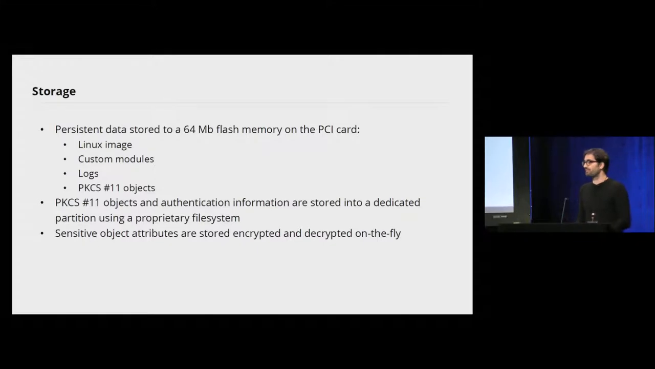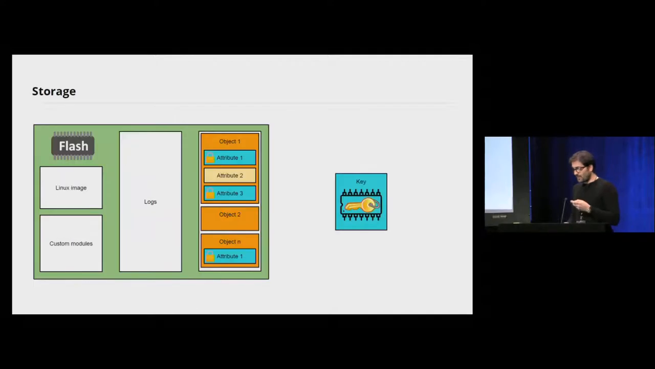All the persistent data is stored in a flash memory on the PCI card. What interests us is the PKCS 11 objects. They are stored in a single dedicated partition that uses a proprietary file system. All the objects are stored in plain text on that partition, but all the sensitive attributes are encrypted using a key which is external to the flash. It is located in another component on the board.